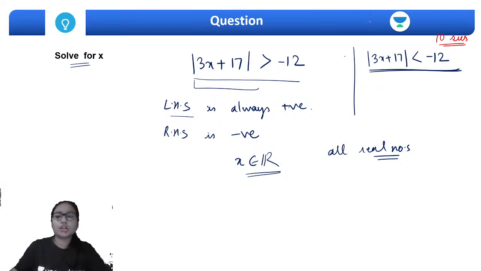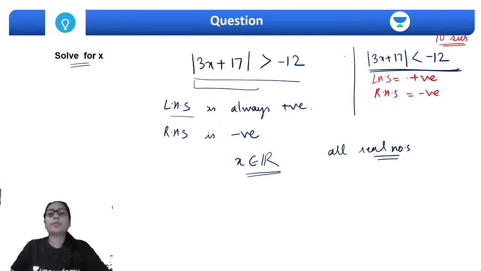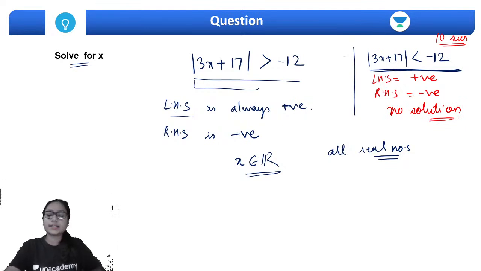Yes, correct. No solution, because the left hand side is a positive value and the right hand side is a negative value, and a positive value can never be less than a negative value no matter what value you take for x. So therefore there is no solution for x. Alright, yes, both the answers are correct.